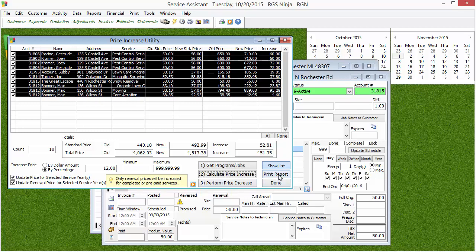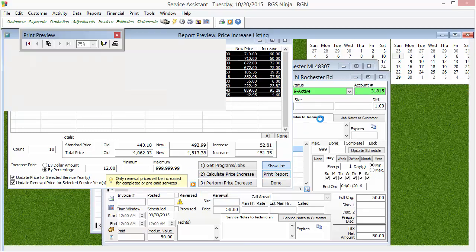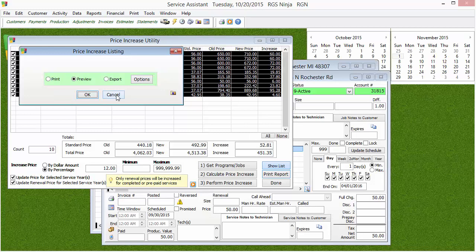Now, you may want to print the report. And again, let's take a look at the preview of the report. It's going to show you the list of the customers, old price, new price, and so on and so forth. So again, it's up to you if you want to print that out. Most people tend not to.